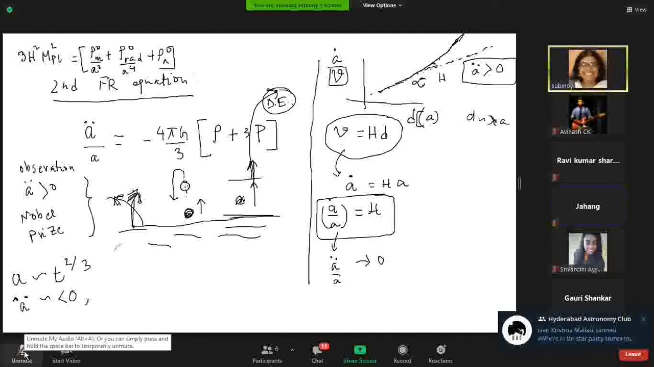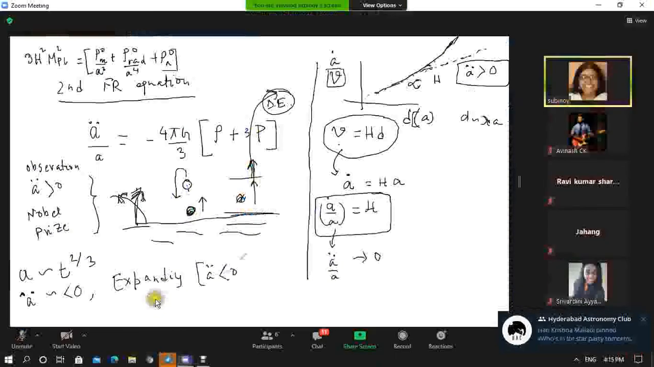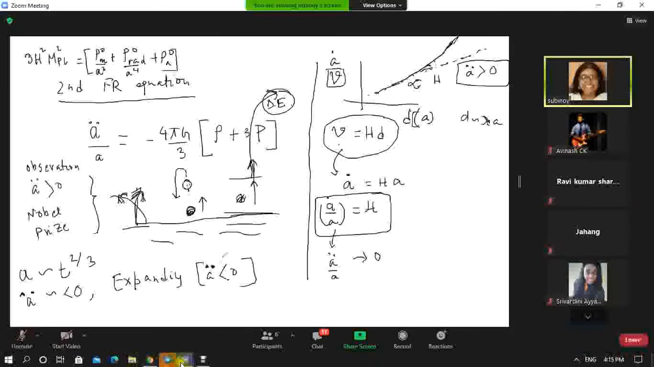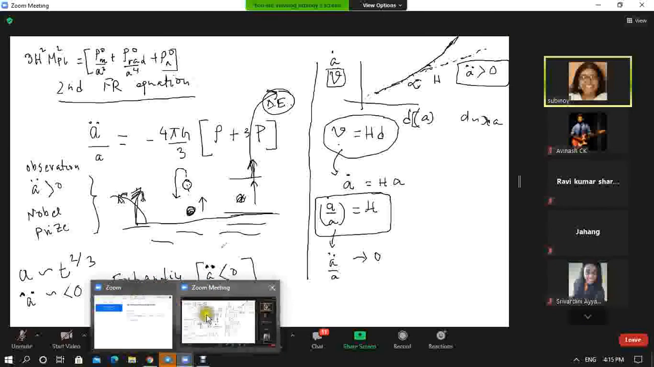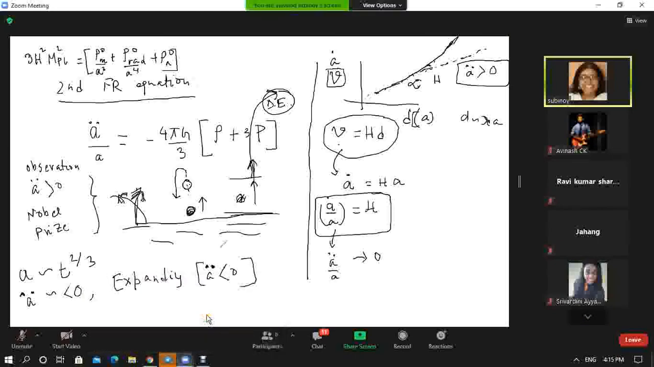So it is an expanding universe, but a double dot was less than 0 for matter-dominated 8 billion years. Is it clear for everybody? Or shall I repeat it? Expansion means space is stretching, but it is slowing down. It's like when you are driving a car and you put on the brake, you are still moving ahead, but you are slowing down, isn't it?